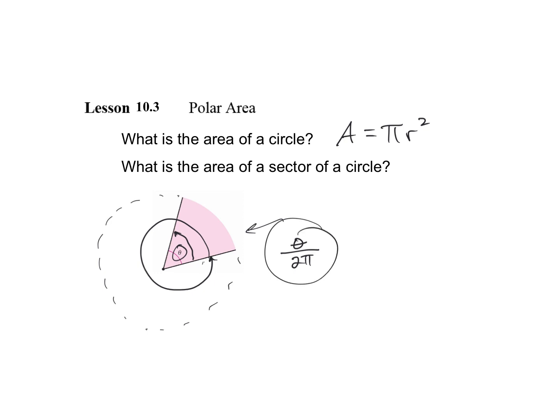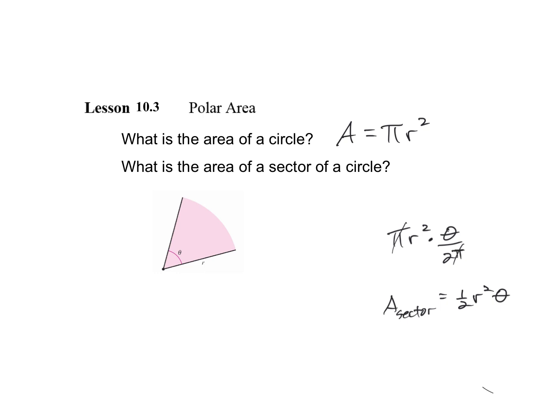So if I want just the area of that, I would take my area of the circle, and to get just the sector, I would multiply by the fraction that is representing that percentage of the circle. Then the pi's cancel, and we end up with this formula for the area of the sector: 1/2 r squared times theta, times the angle there.